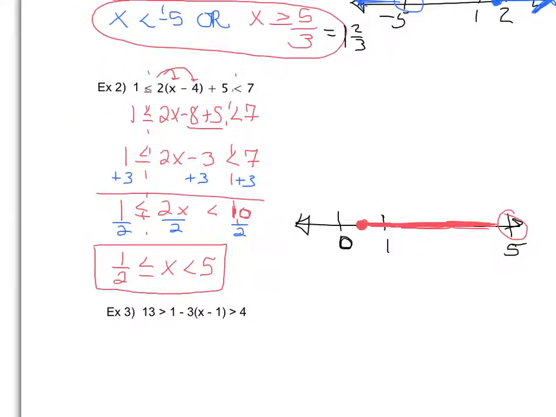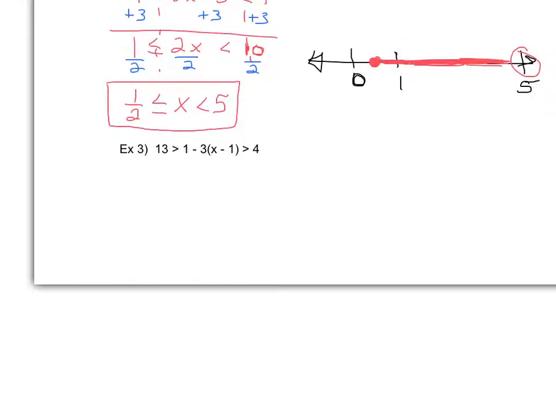Looking at one final example, first thing I'm going to do is notice that I have 3 parts. So again, I have a left side, a middle, and a right side. So I'm going to work the middle so I can get it into a position where I can add, subtract, multiply, or divide to get x by itself. So I'll start by distributing the -3.